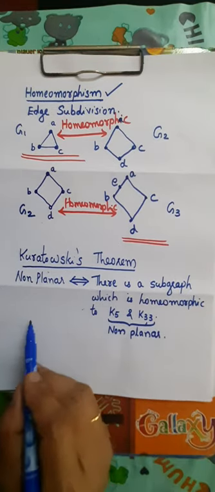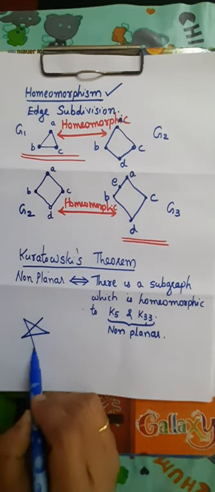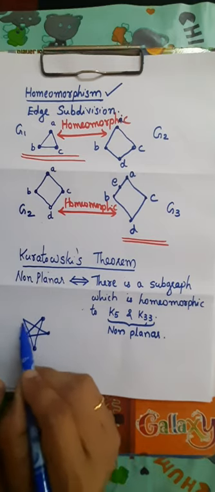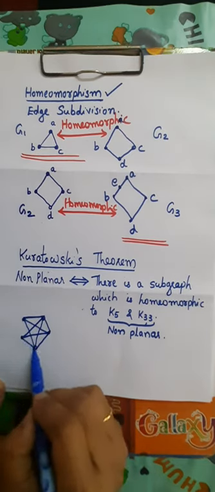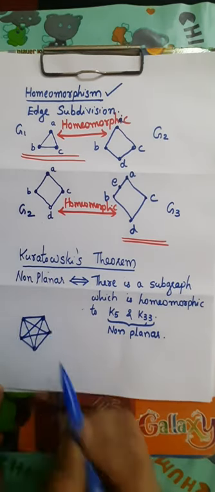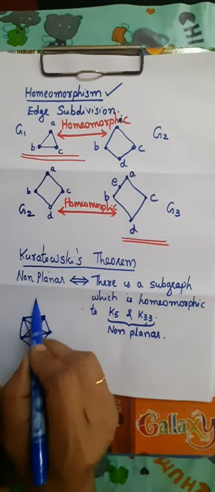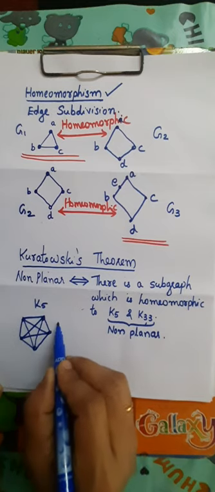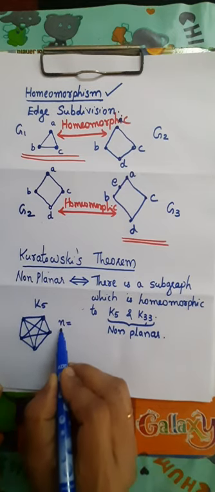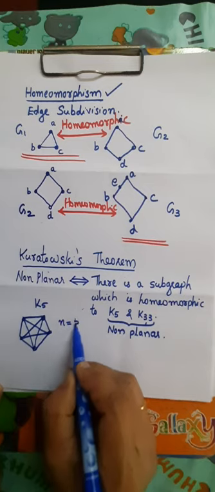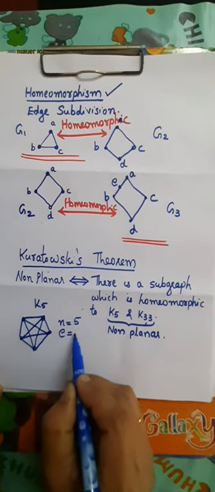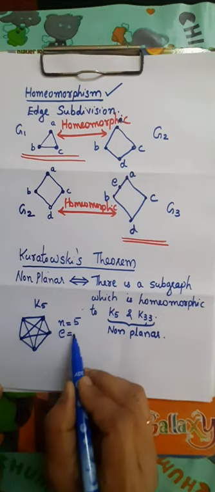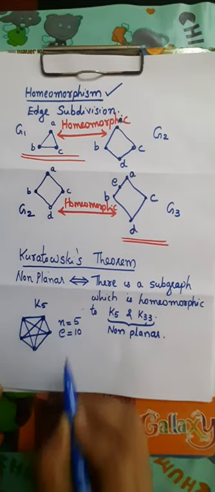Now, what is K5? K5 is the complete graph with 5 vertices. We can draw K5 like this. Join these edges. Then this is K5. What about the number of vertices, number of edges, etc.? The number of vertices, denoted by n, equals 5. The number of edges in the complete graph K5 is n(n-1)/2, that is 5 times 4 by 2, which is 10 edges.